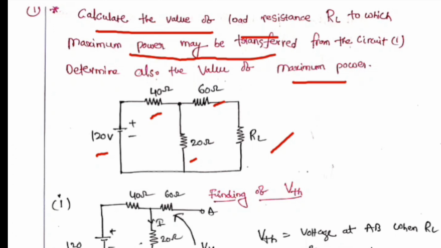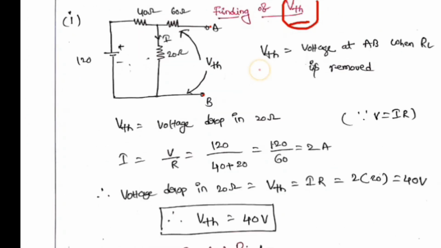For this, according to the maximum power transfer theorem, RL equal to RI. We have to calculate RI. First we go for Thevenin's theorem, finding V Thevenin. To find V Thevenin, what we have to do is remove the RL. Remove the RL, A and B terminals. Between A and B, RL is there. We remove that. 120 volts, 40 ohm, 60 ohm, 20 ohm.